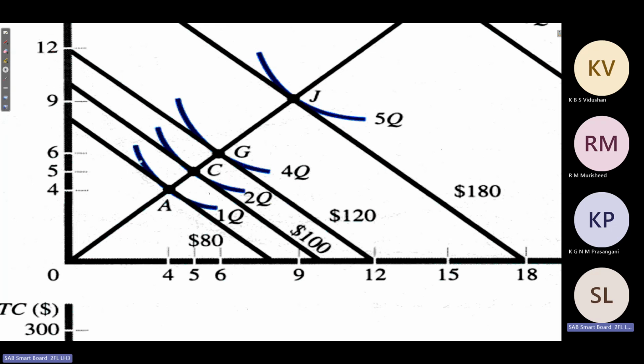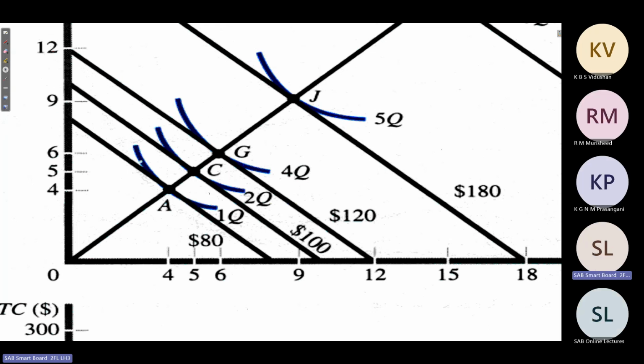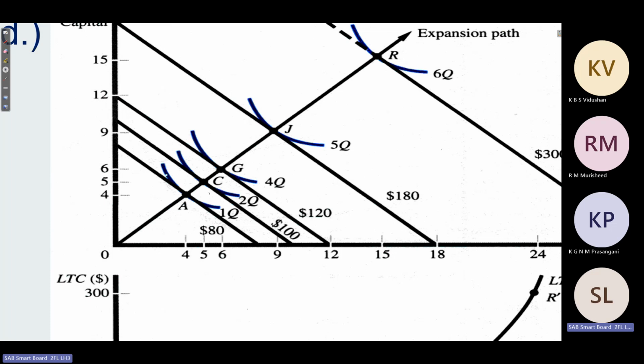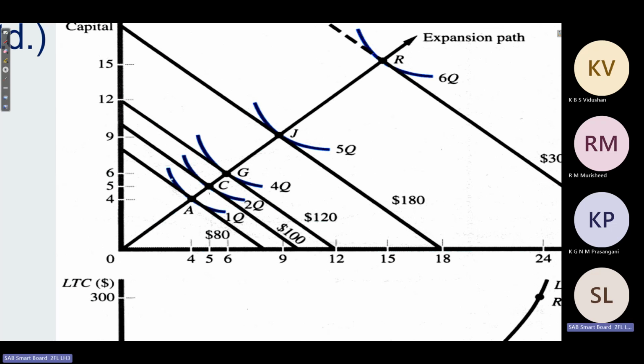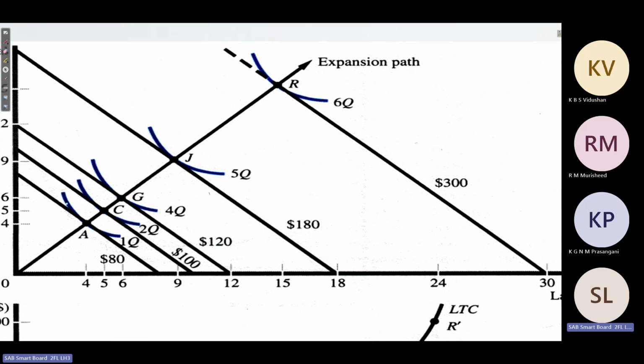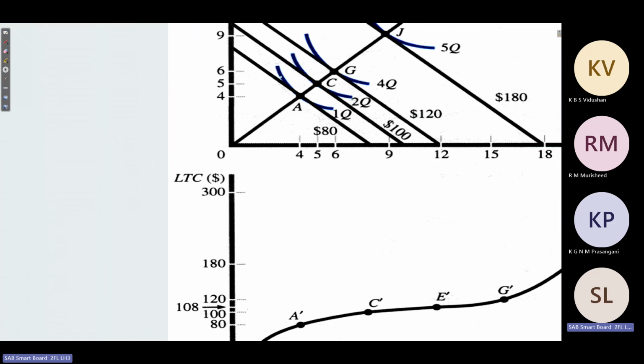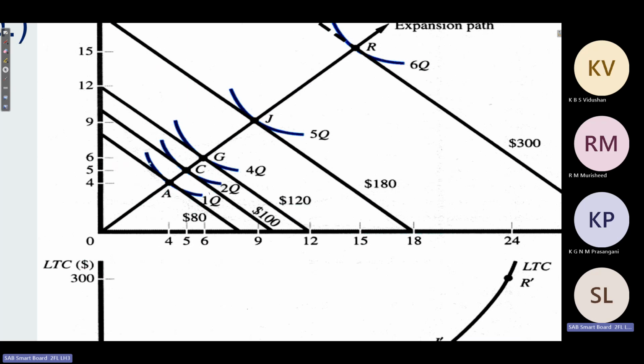And these straight lines show the budget constraints, the isocost curves. These straight lines are the isocost curves. They represent different cost levels. So this isocost curve shows $80. This isocost curve shows $100. And the next isocost curve shows $120. This one shows $180, and this one shows $300. So these isocost curves show different cost levels.